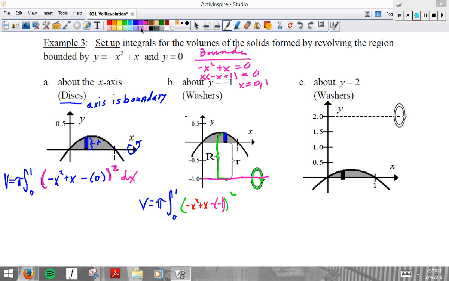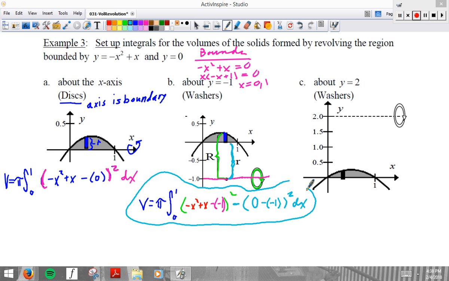Sorry, we'll use a different color, shall we? We're going to subtract this little radius guy squared. Now that's another vertical length. So we're going to do top minus bottom. The top is 0. The bottom is still the axis of revolution. So notice I have this guy squared minus this guy squared. That's it. You are done. You could simplify this to be plus 1. That's fine.